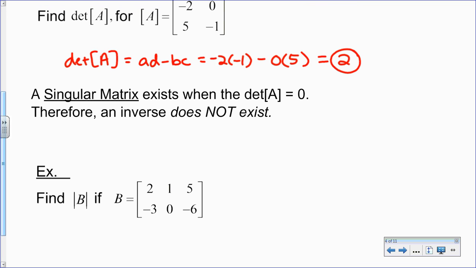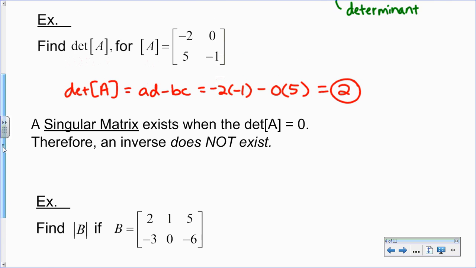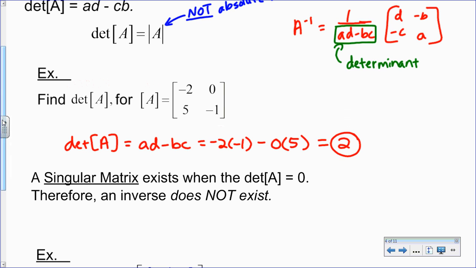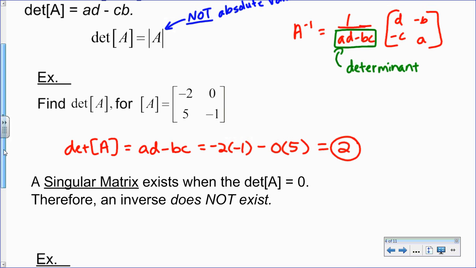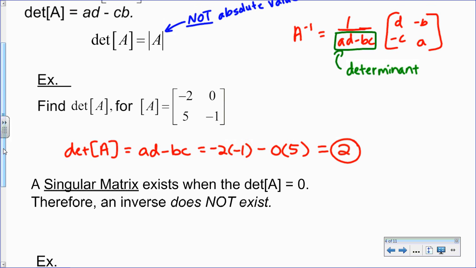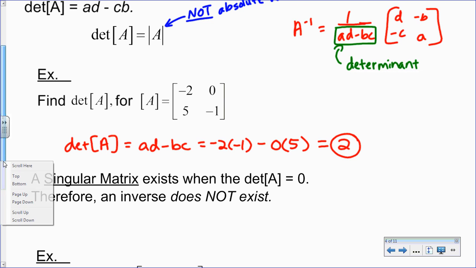Okay. And then if we look at this example, when it says the determinant at the top, is it AD minus CB or BC? Okay, so it doesn't matter. Yeah, it doesn't matter. AD minus BC or CB, doesn't matter when I multiply those.